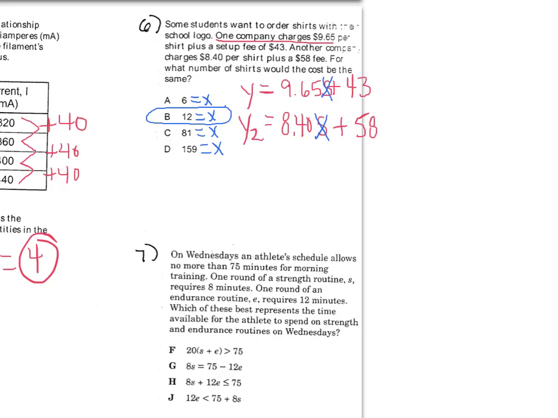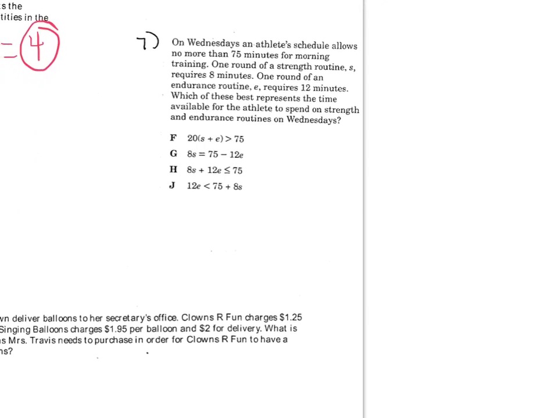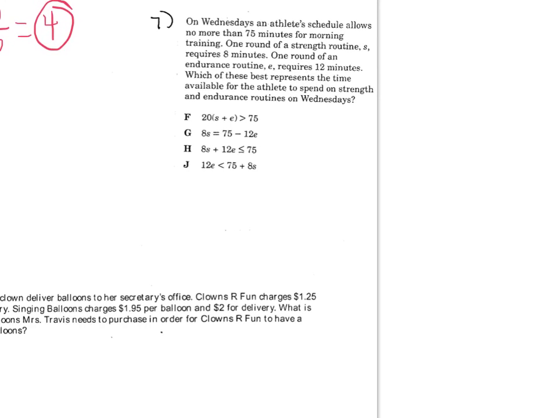Now let's look at number 7. It says on Wednesdays an athlete's schedule follows no more than 75 minutes for morning training. One round of a strength routine S requires 8 minutes. One round of an endurance routine E requires 12 minutes. Which of these best represents the time available for the athlete to spend on strength and endurance routines on Wednesdays?